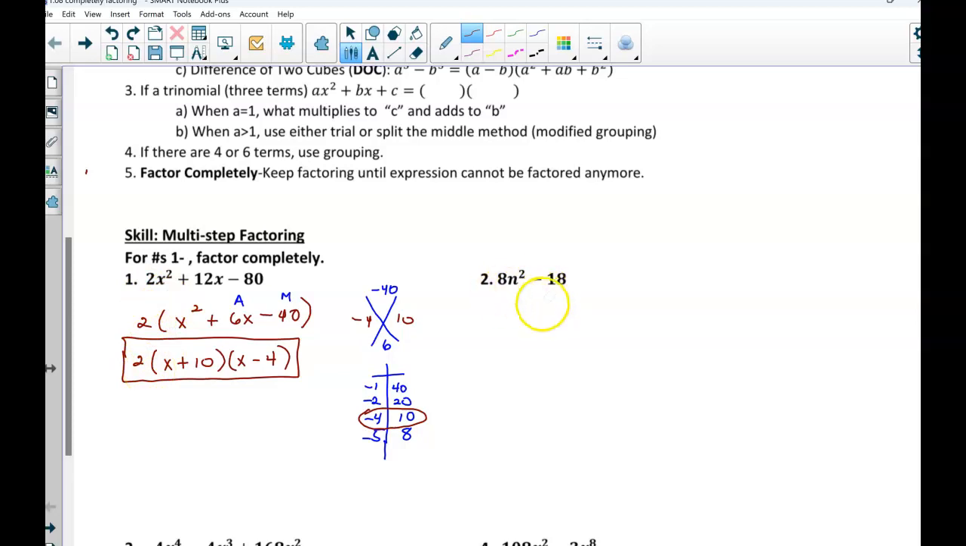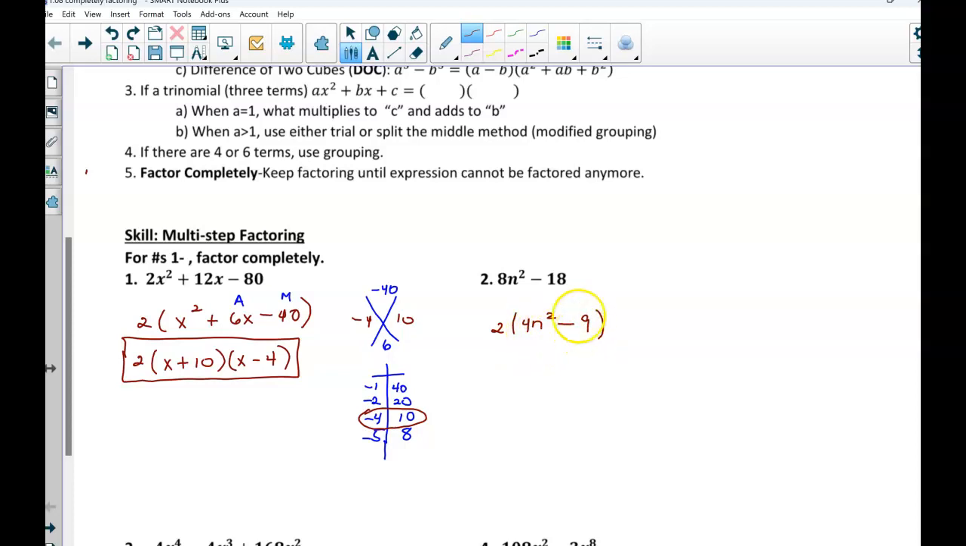Okay, let's take a look at the second problem. Again, is there something in common to the two terms? And yes, we know that 2 is in common, nothing further. So I'm going to factor that out, and I'm left with 4n squared minus 9. Now, can 4n squared minus 9 be factored further?